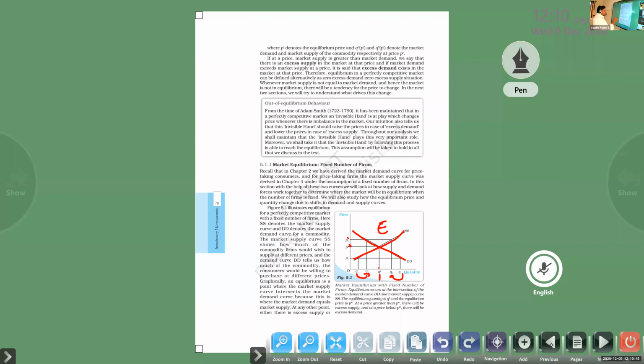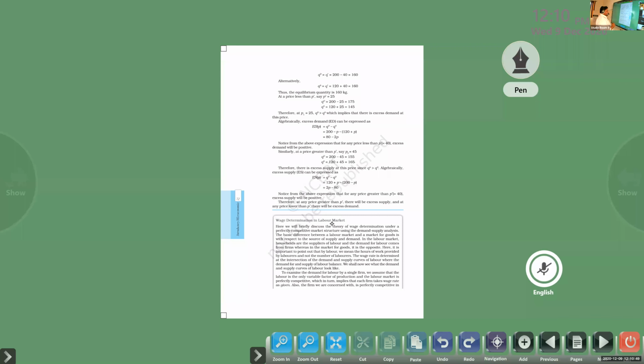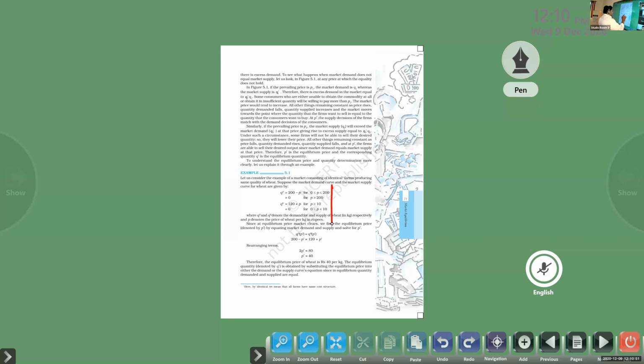Now rewrite all these questions and calculate them. Find out the answers and send me tomorrow. Okay, so here I am giving another equation for you. QD is equal to 250 minus P.